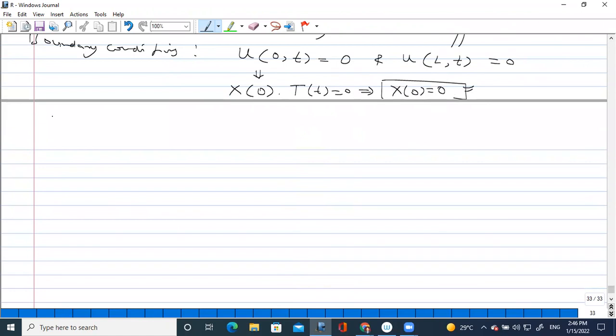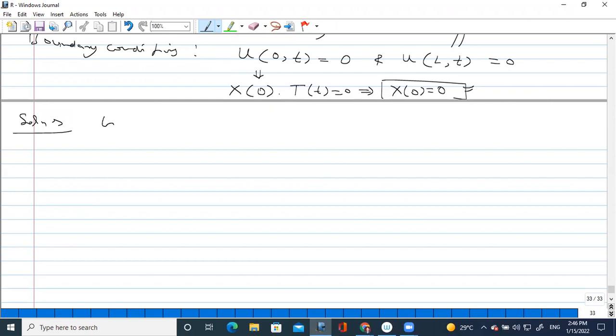Okay, so applying first boundary condition. Or you put the heading. Okay, sorry. This is the solution. Okay, solution of heat equation.